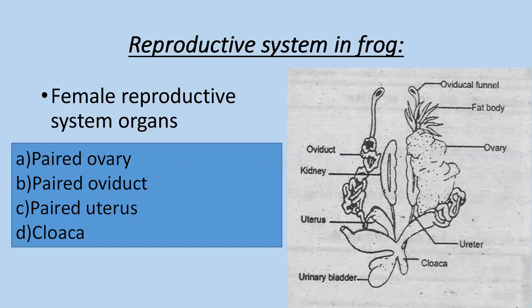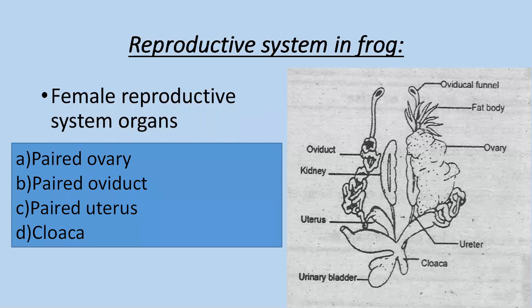Now on your screen you can see the reproductive system in frog, that is the female reproductive system. I told you all about the reproductive system: what is reproduction, how they reproduce, what are their gonads. One by one we will discuss the reproductive system in frog. Now the female reproductive system, the organs. What organs are involved? Paired ovary.